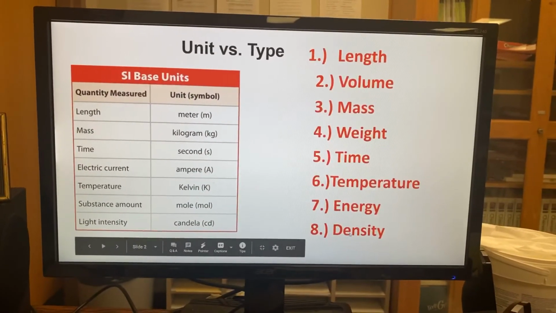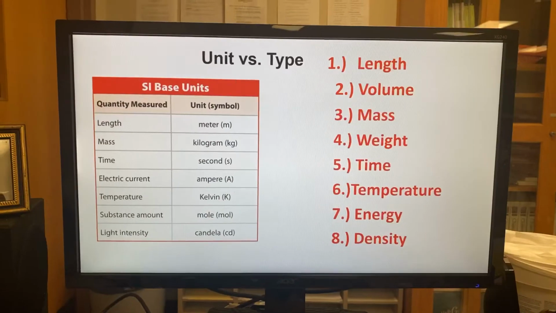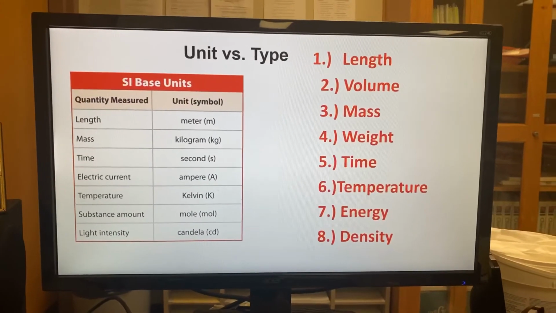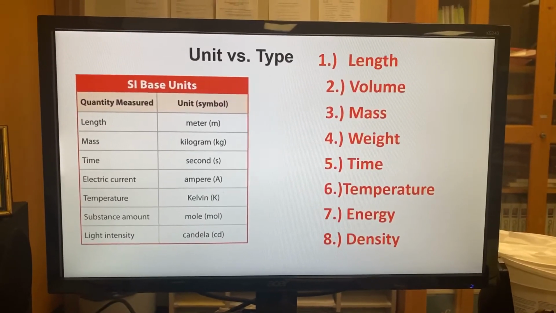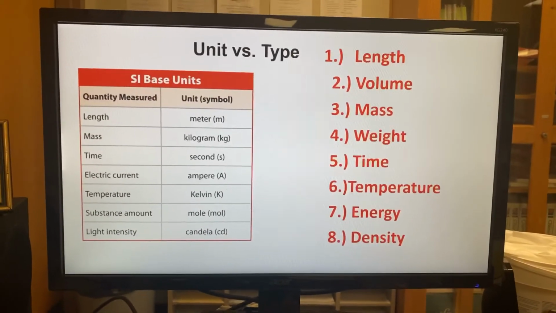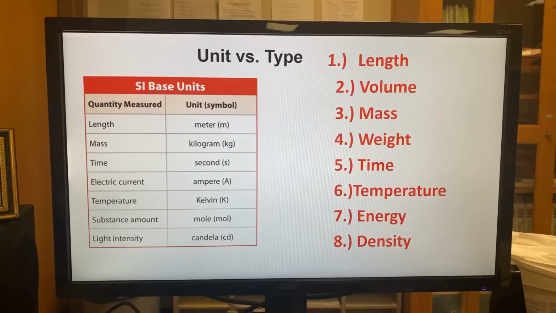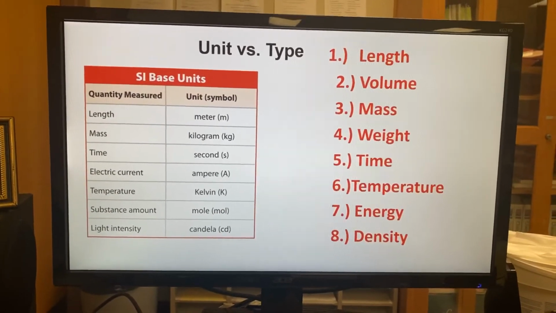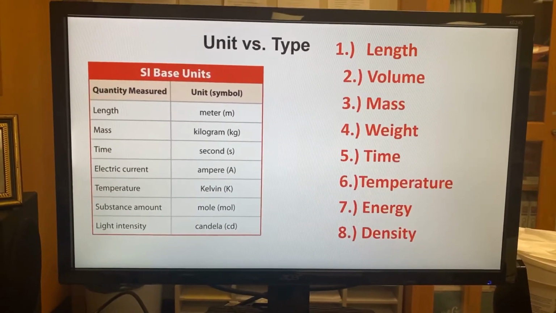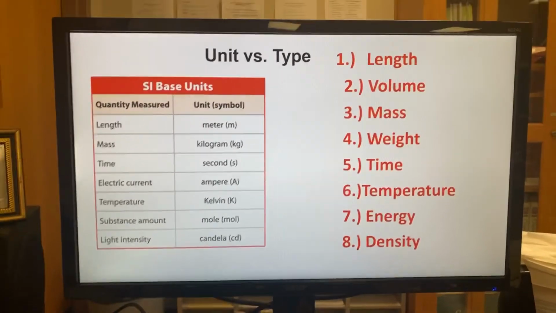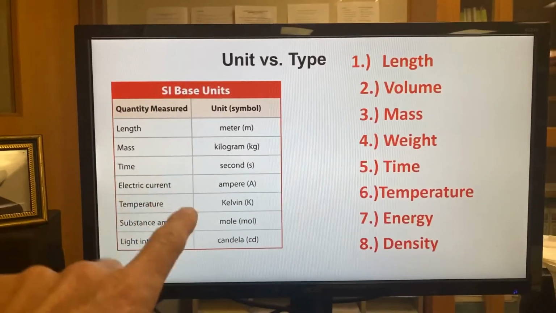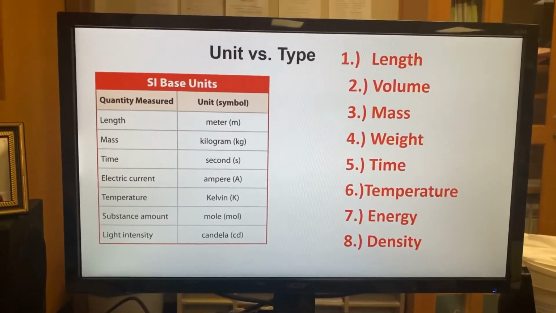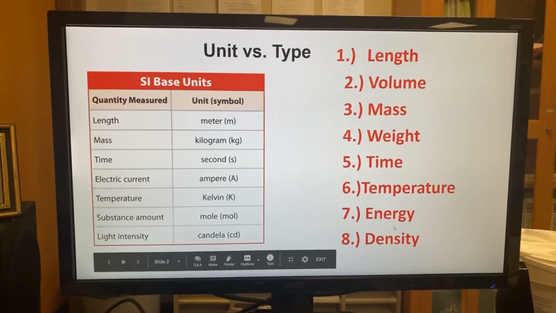All right, in this particular item on scientific measurement, there's an idea of unit versus type. Type means what kind of measurement are you taking? We're going to concentrate on really the first six, much more so than 7 and 8: length, volume, mass, weight, time, temperature, energy, and density. Don't put a lot of worry into this right now. We will discuss units a little bit more fully. That was just simply to get your attention.